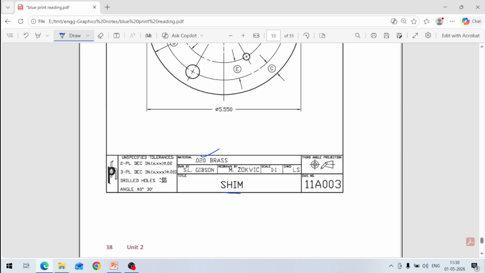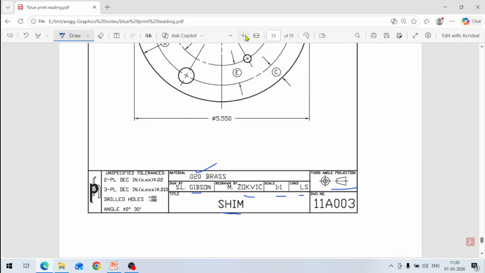And it is in third angle projection. This is given here, the sign for third angle projection. Scale is given 1:1. This is checked by whom, this is drawn by whom, and this is redrawn by whom. Like this. And here some tolerances are given.